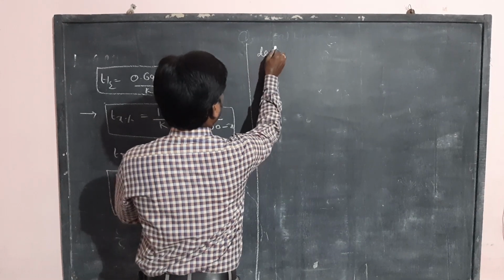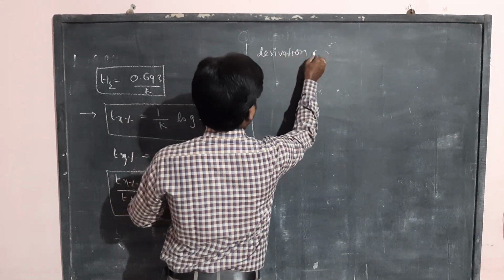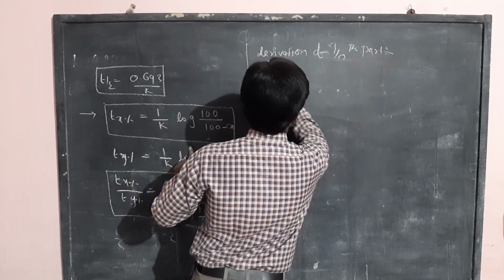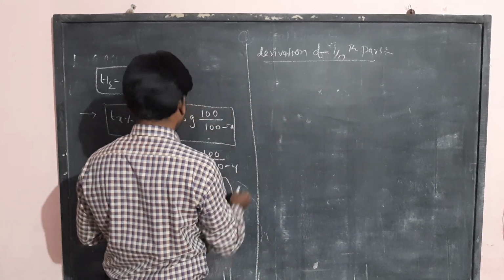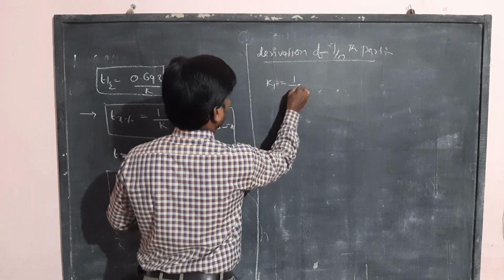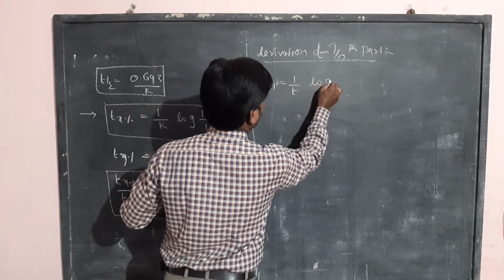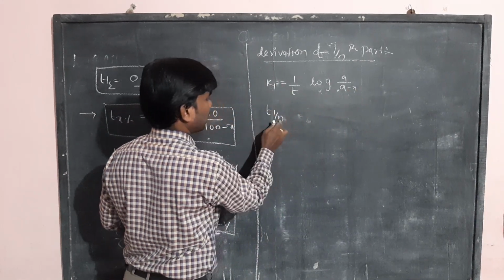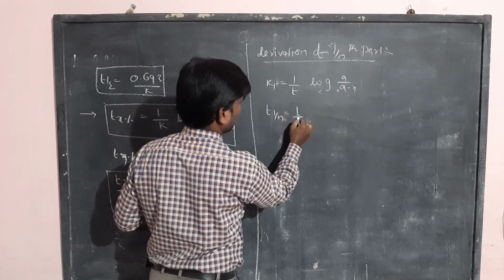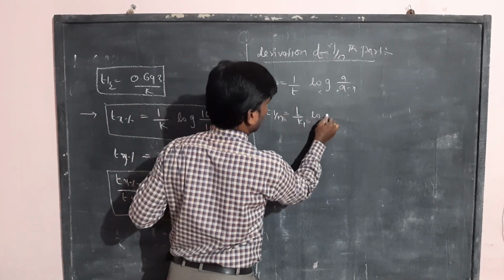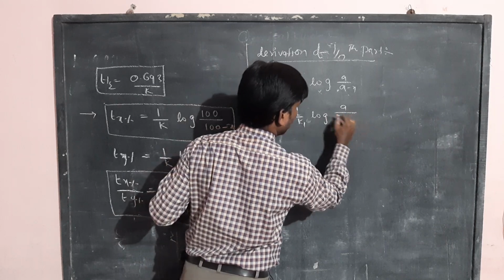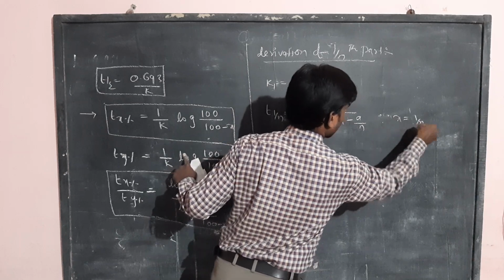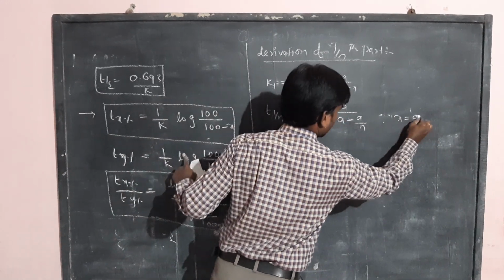Derivation of 1 by nth part. To complete 1 by nth part, how much time is required? You take the first integral equation of first order reaction, k1 is equal to 1 by t into log of a by a minus x. The time we need is t 1 by n, the time required to complete 1 by nth part of the initial concentration. So 1 by k1 into log of a by a minus, instead of x we need to take a by n. Since here x is equal to a by n.